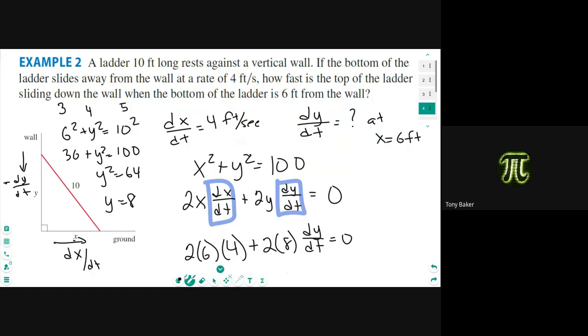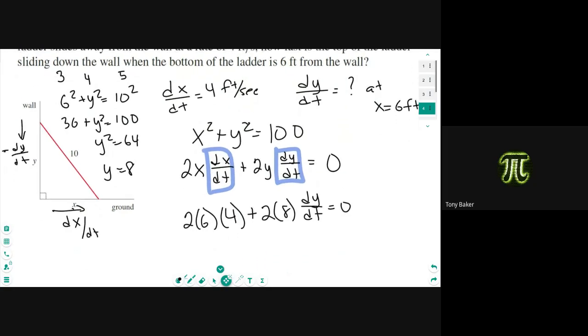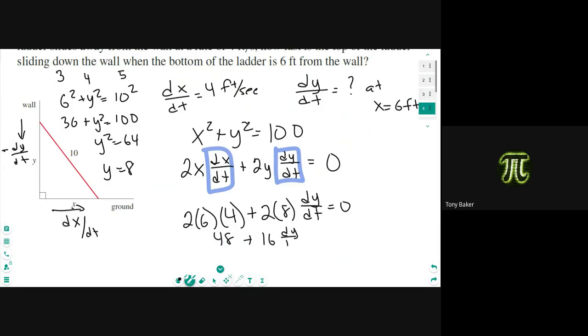Okay. So 2 times 6 times 4, 48, plus 16 dy dt. So dy dt equals negative 48 over 16, which is negative 3.